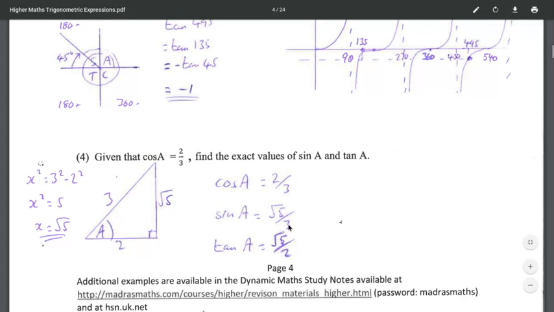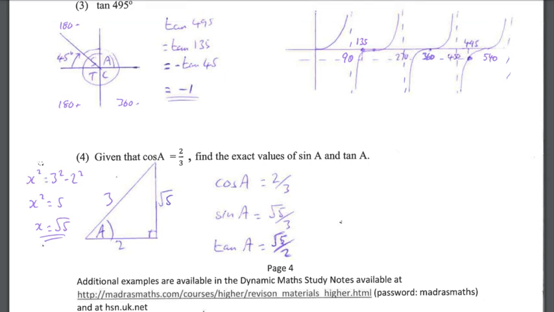Now once I've done that, the cosine of angle A, as we know from the question, is 2/3. The sine of angle A is the opposite side divided by the hypotenuse, which is root 5 over 3. And the tan of angle A is the opposite side divided by the adjacent, which is root 5 over 2. And that is that.